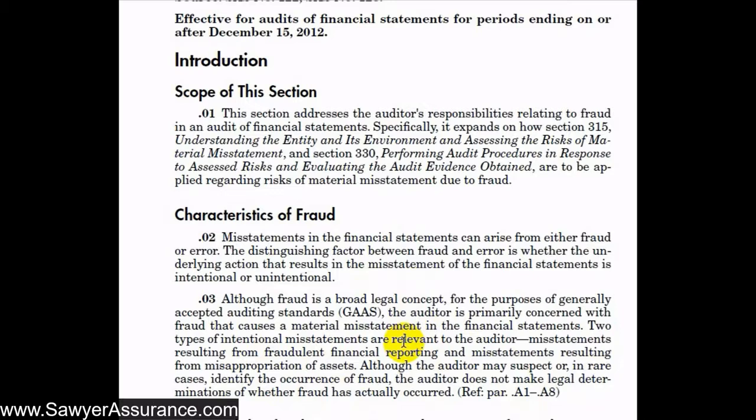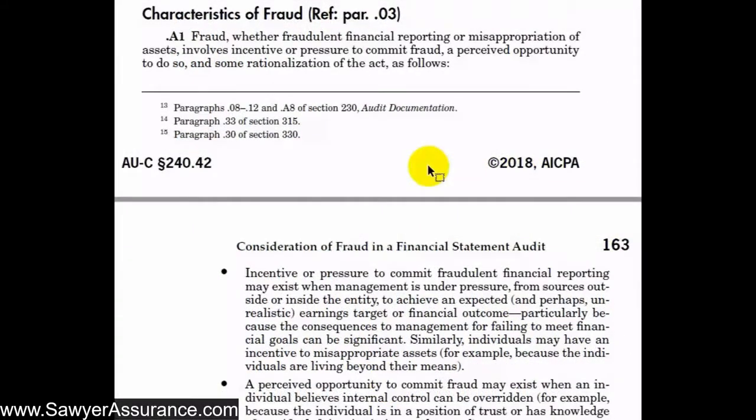For our purposes, there are two types of fraud that may cause misstatements: misstatements resulting from fraudulent financial reporting and misstatements resulting from misappropriation of assets. That's discussed more in detail here in the explanatory material in sections A1 through A8. So let's go down to those sections and get some more color on what exactly constitutes fraud and how we should view it. Okay, so we're down in the explanatory material.